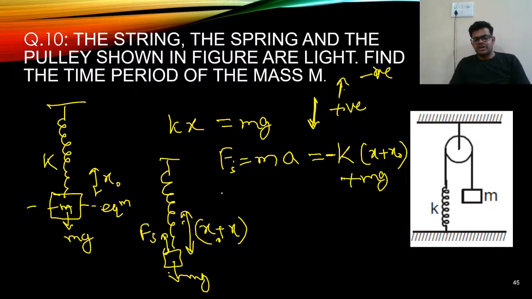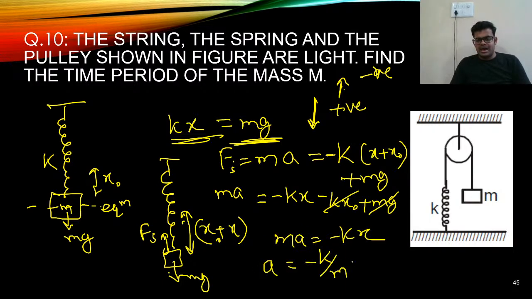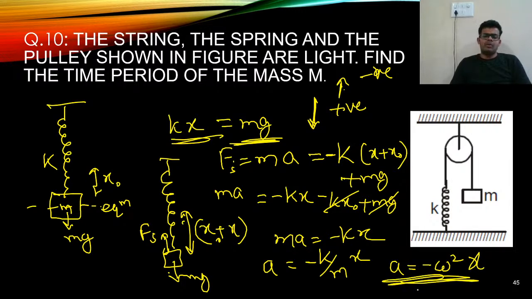Let us write its value: m into a is equal to minus kx minus kx naught plus mg. You can see kx naught is equal to mg, so put the value here. This will cancel, so ma is equal to minus kx, and I am getting a is equal to minus of K by M into x. So we can write a is equal to minus omega square x. This is the formula of acceleration we used to get.